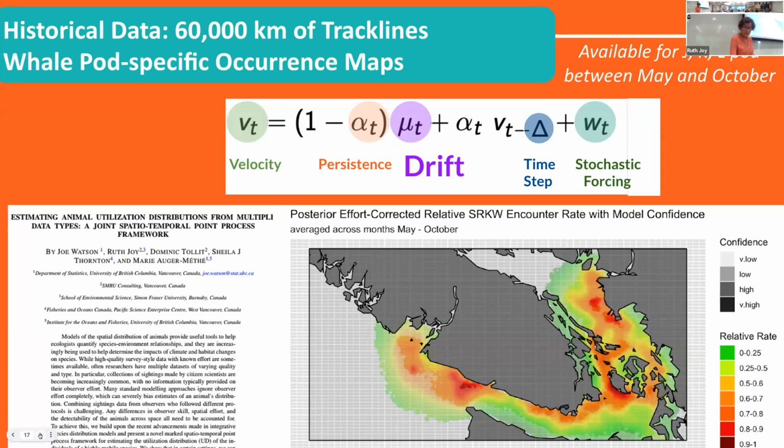So I briefly introduced the idea that this model has a drift component in it, and I'll just briefly say that this is a density surface map here, with red saying where whales are more likely to be observed. This is work that Joe Watson did for his PhD. And we use this as the drift function. So it pulls the killer whales, or southern residents, towards areas where they're more likely to be found.